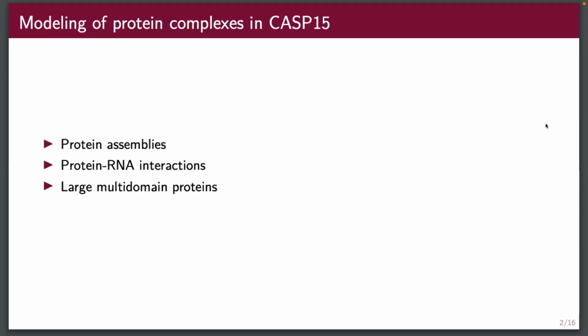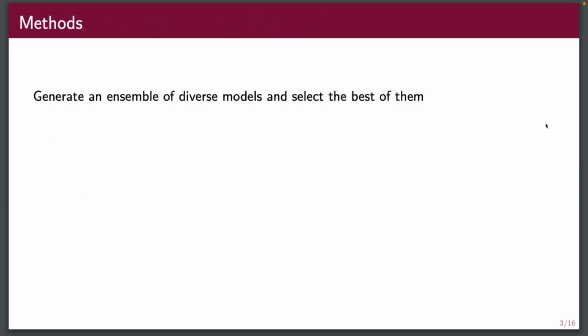So we participated in CASP15 with three aims. We modeled protein assemblies. We expected to have much more protein nucleic acid targets. Unfortunately, there were just two and no assessment tables yet. We also modeled large multi-domain proteins, but our domain definitions were very different from what Andrei said yesterday. So I will be just talking about protein assemblies because the results are the best in this category.